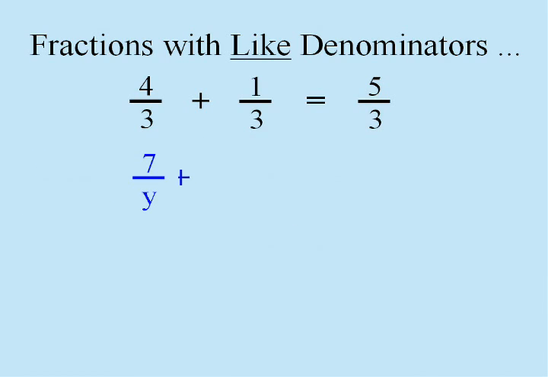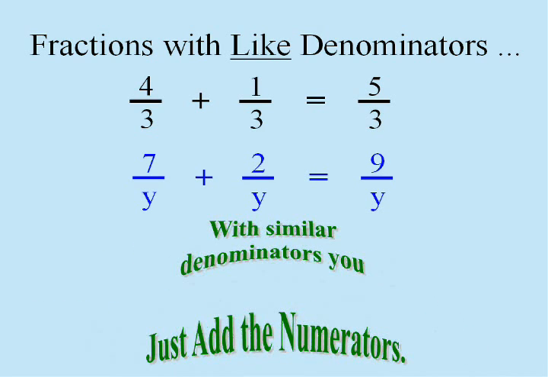Now what about a problem like this? 7 over y plus 2 over y. I've got 7 of them, and I've got 2 of them, and together I've got 9 of them. So once again, if the denominators are the same, you just add the numerators.